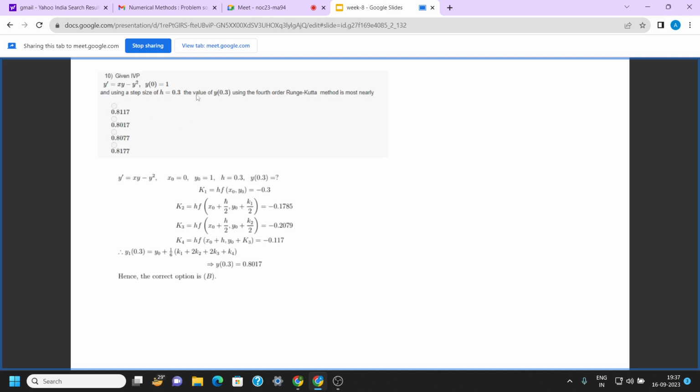Now, since the step size is 0.3, we have to calculate only one iteration. So this is your f of x, y, and x0 is 0 and y0 is 1 and h is 0.3. So substitute the values in k1, k2, k3 and k4. You will get these values and you will get y1 at 0.3 by the formula y0 plus 1 by 6 times k1 plus 2k2 plus 2k3 plus k4. Substitute all the values, you will get 0.8017. Okay, so hence the correct option is B.